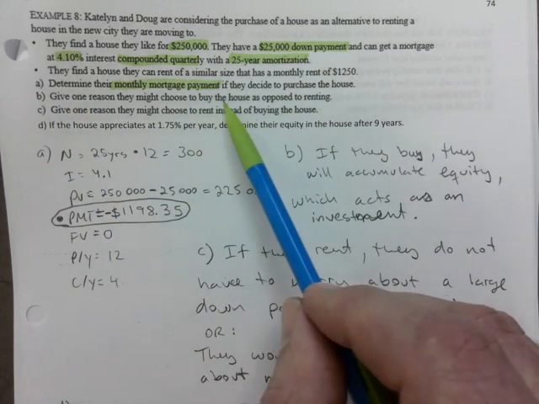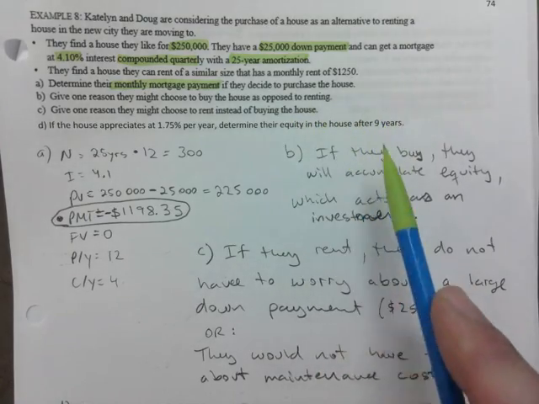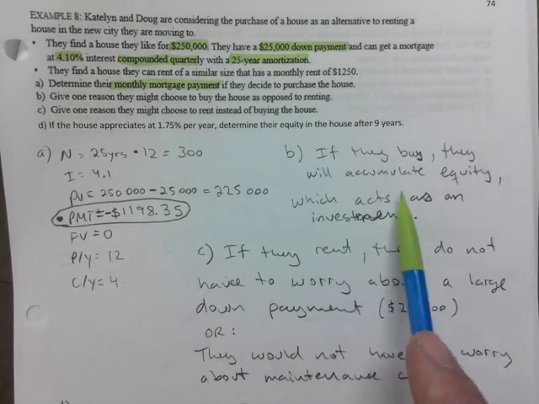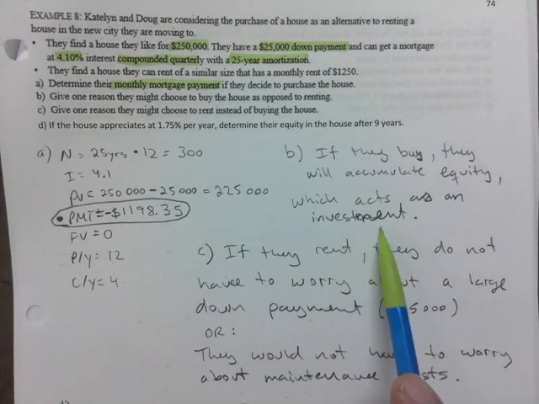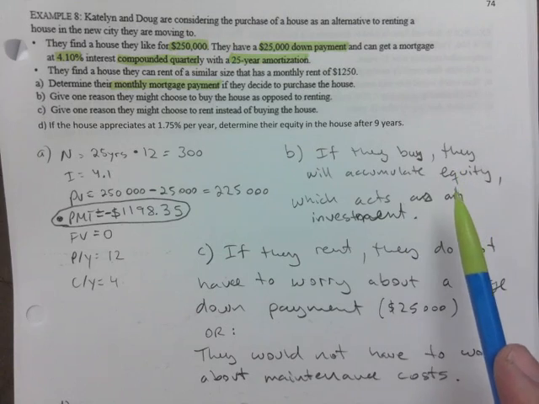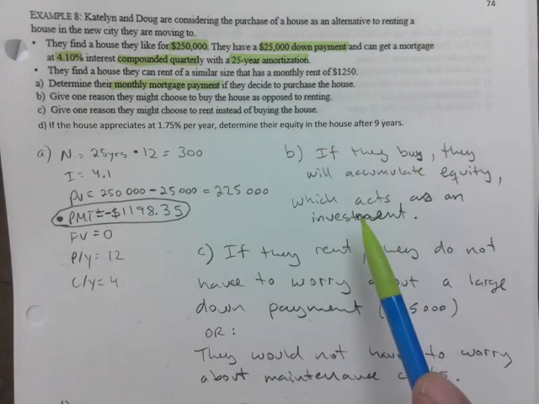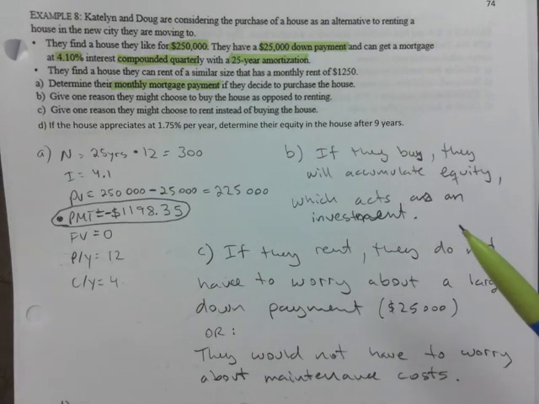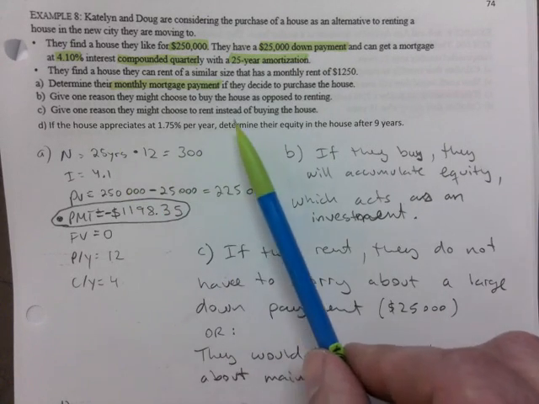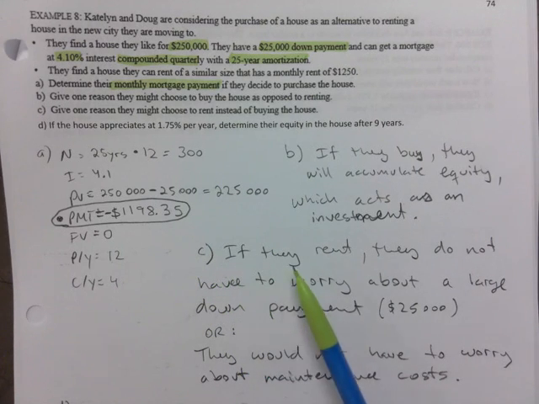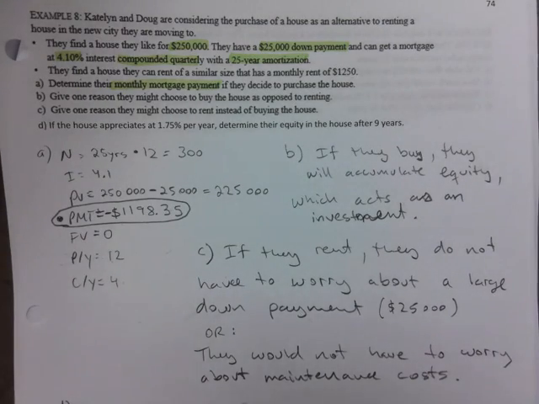For B, give one reason you might choose to buy instead of renting. If they buy, they will accumulate equity, which acts as an investment. You can say that you may own pets, that you can renovate without asking your landlord, especially in a house, and so forth. C, give one reason that you might rent instead of buying. If they rent, they don't have to worry about a large down payment, or they would not have to worry about maintenance costs, or at least maintenance costs would be a lot lower.